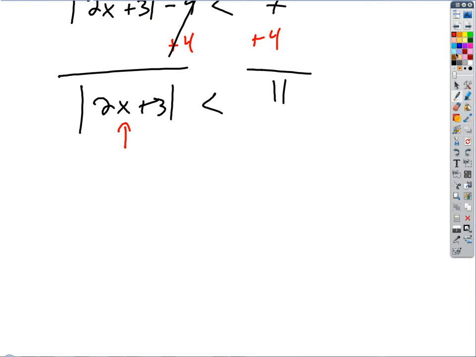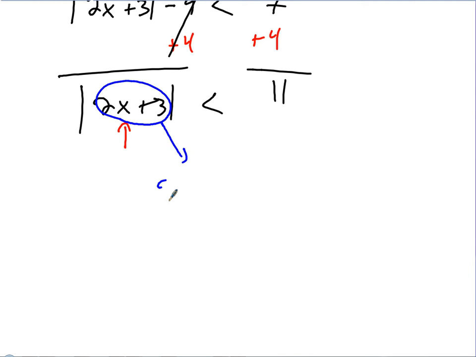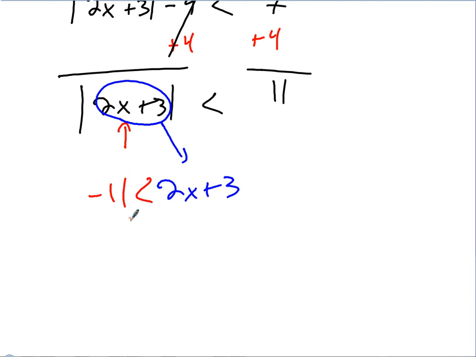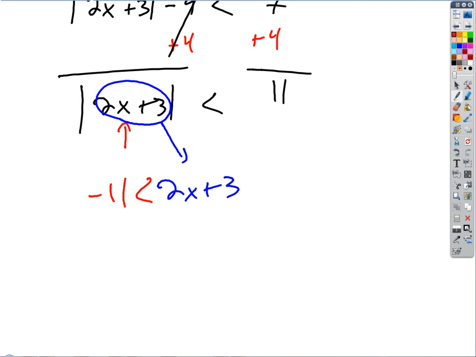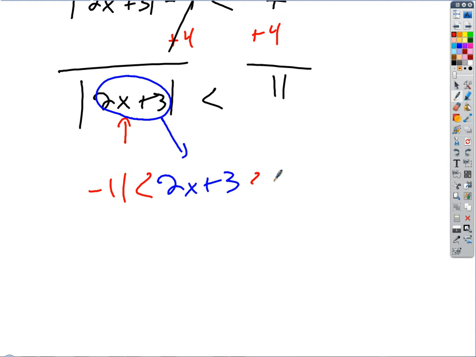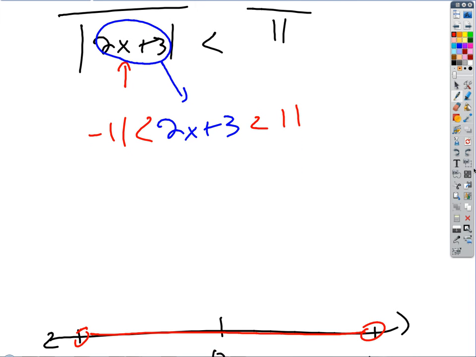Good. Okay, so all the stuff in the middle, 2x plus 3, has to be greater than negative 11, right? Whatever's going to build that number has to be greater than negative 11 and less than positive 11, right? And now we can just shift gears and do the algebra, right? So what are the 2 steps we go through to get the x by itself? Subtract 3.